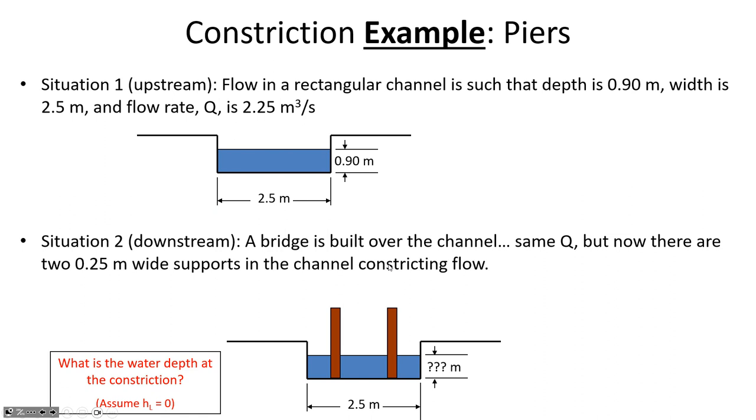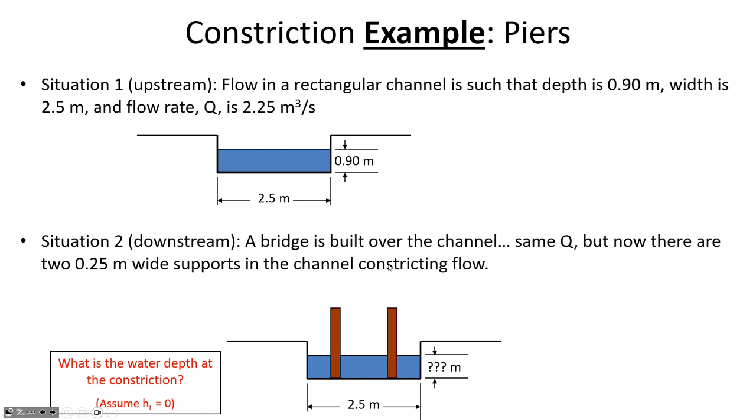So therefore, the energy at 1 is the depth of 0.9 meters plus (1 meter per second) squared divided by 2g. So the amount of specific energy at 1 is 0.951 meters. So that's how much energy there is at 1. And let's take a look at what the critical depth is in this situation, because we'll use that to know whether it's supercritical versus subcritical.